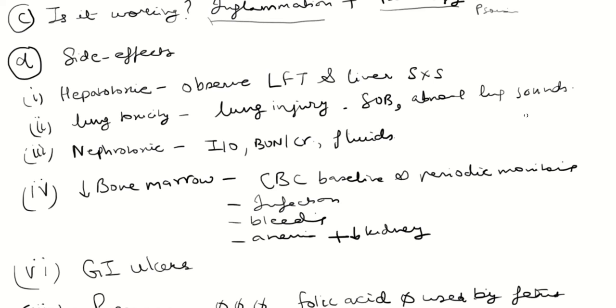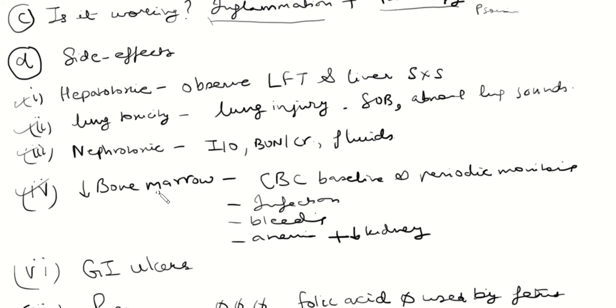Side effects. So again, injury to liver and kidney and lung and bone marrow. So liver, lung, kidney, bone marrow. Kidney, monitor intake and output, and BUN and creatinine. Okay. Lung toxicity, you're going to see lung injury. This is kind of unique to the drug. So again, shortness of breath, abnormal lung sounds. Hepatotoxicity, observe liver function tests and liver symptoms.